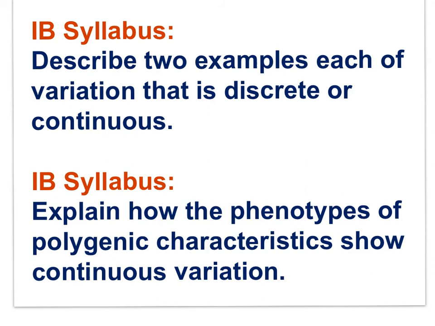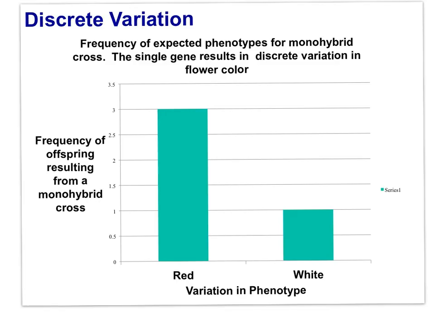Here are two IB syllabus statements that carry us toward the end of the movie. Describe two examples each of variation that is discrete or continuous. Explain how the phenotypes of polygenic characteristics show continuous variation. Discrete variation, seen here as one of two phenotypes, is typical of phenotypes controlled by only one or two genes.